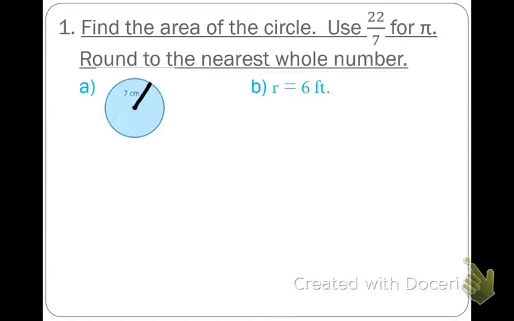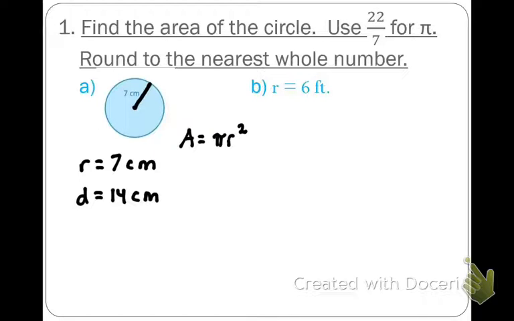Underneath it, I want everyone to write the radius equals 7 centimeters. So guys, if the radius is 7 centimeters, what would the diameter be? 14. How'd you figure that out? Multiply it by 2. Okay, so today we're going to use our new formula for area of a circle. A equals pi r squared.